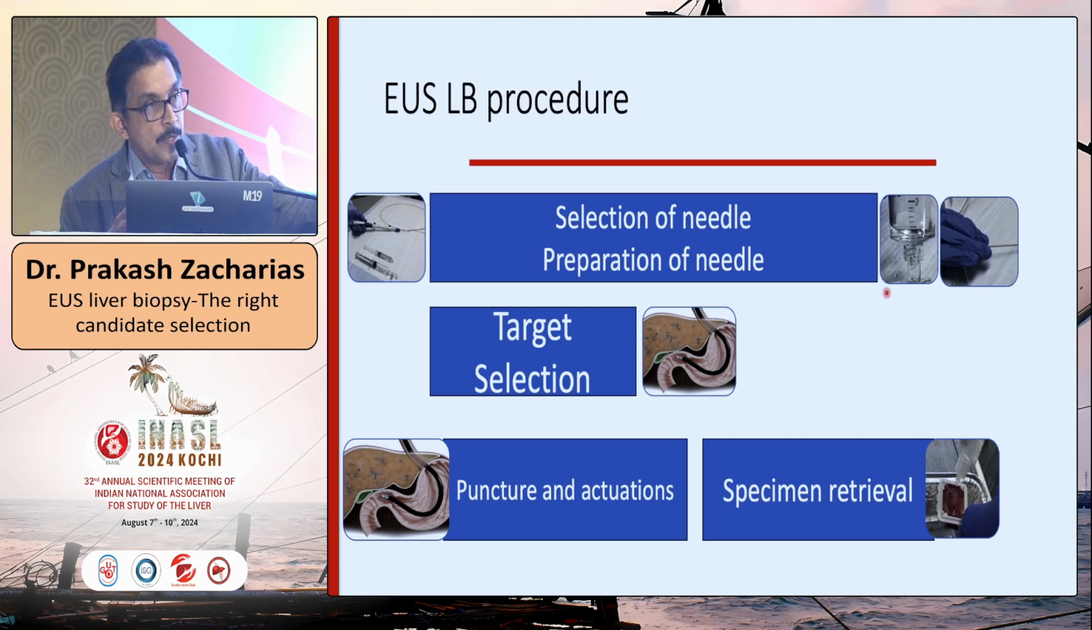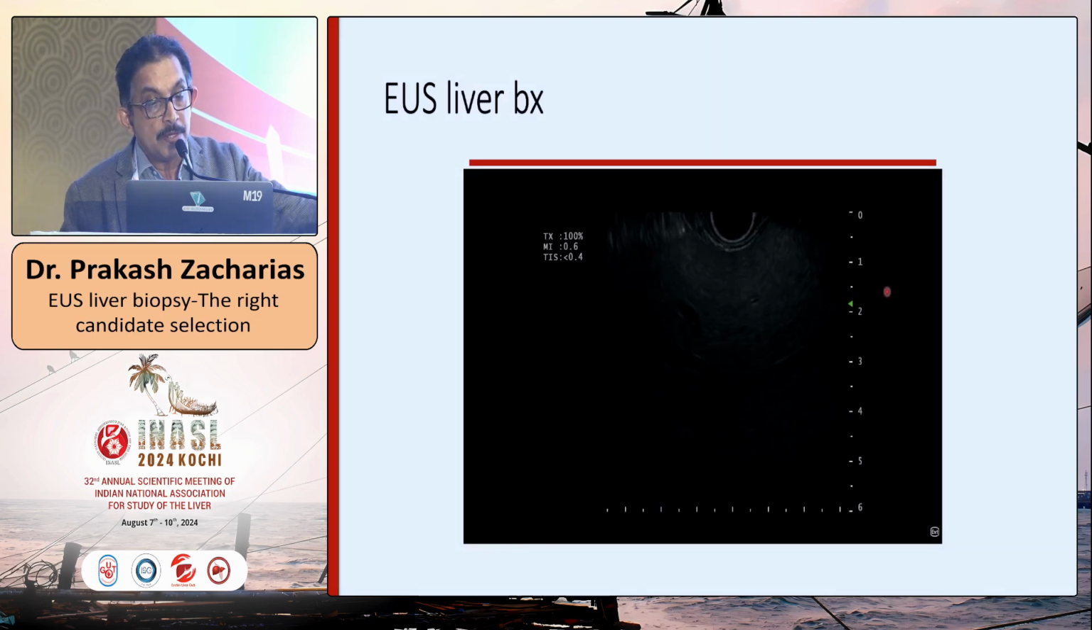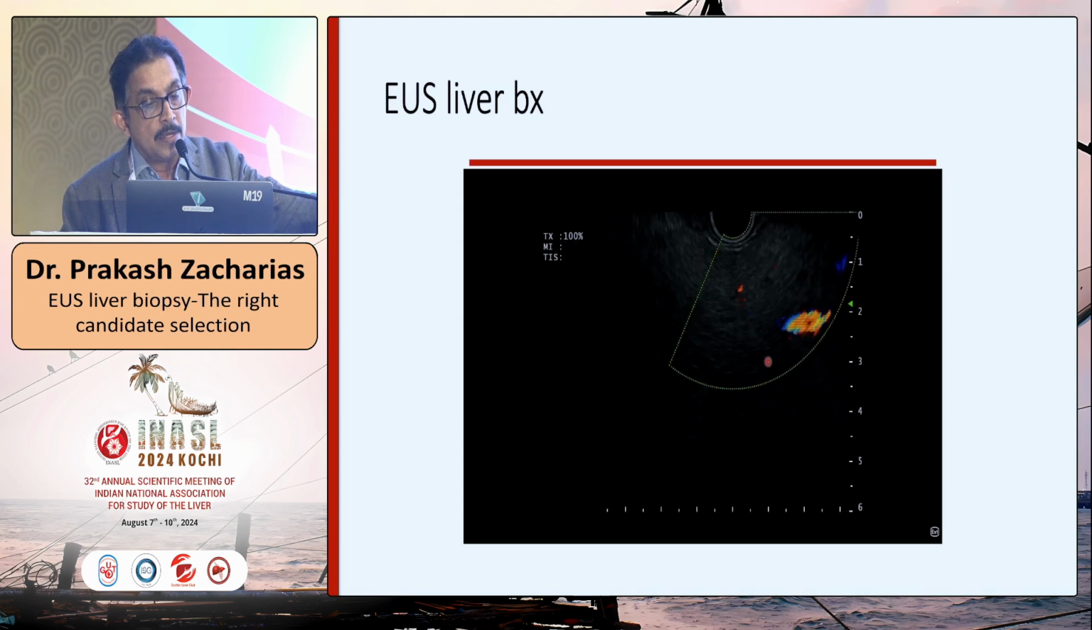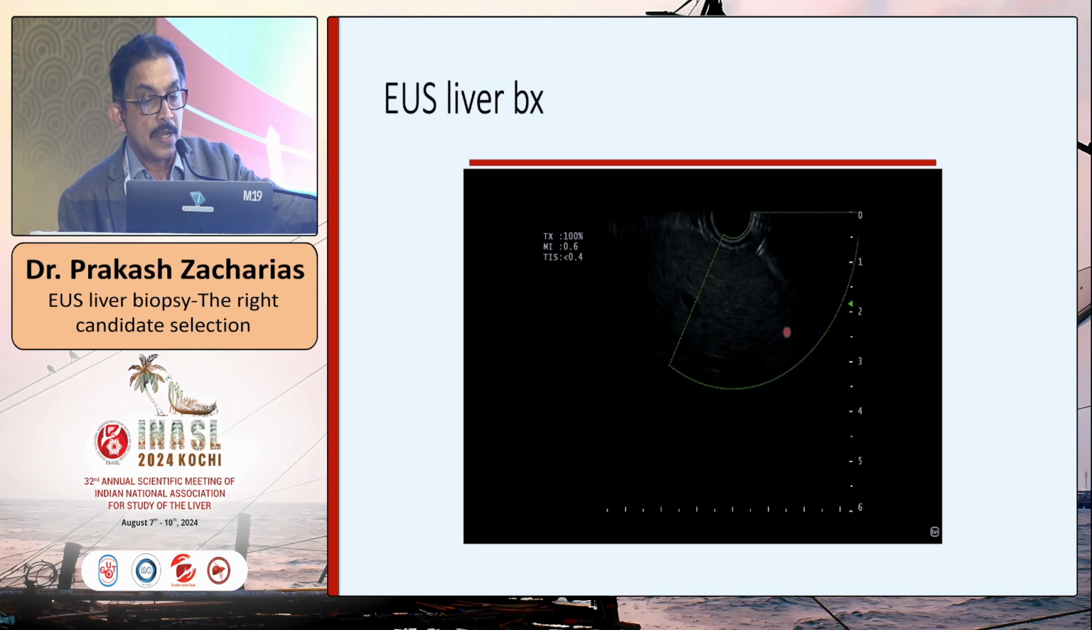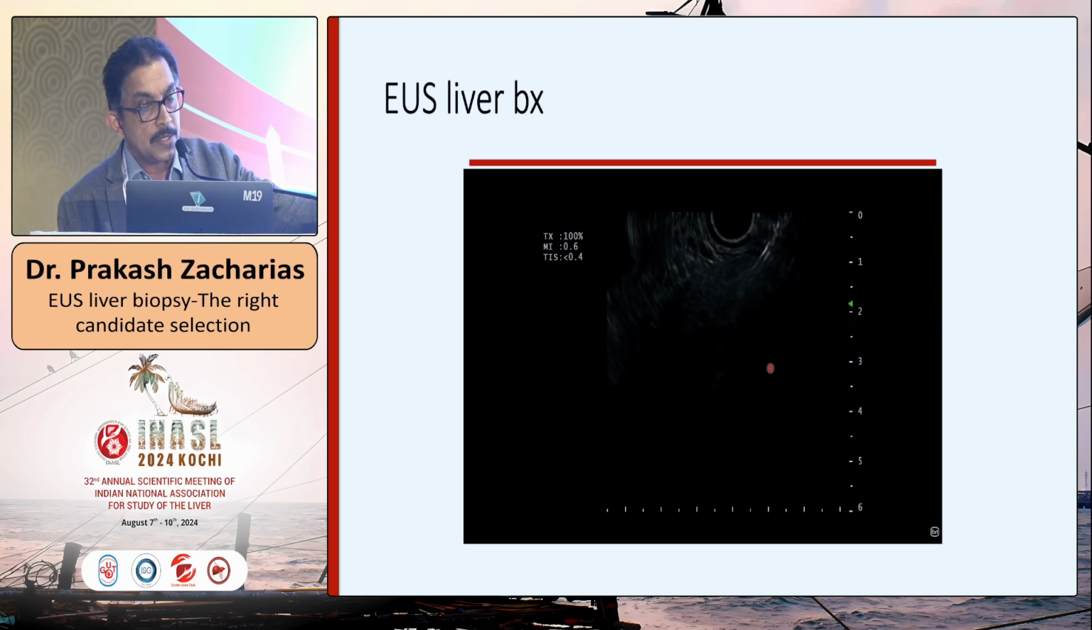During this time, you should flush so that all this blood can be removed. So this is a patient where we are doing a left lobe liver biopsy. You first put on the Doppler, see whether there are intervening vessels, and after that, you puncture with the needle at least about 3 centimeters into the liver parenchyma, and then you do at least 3 actuations, and you can go into the different areas.